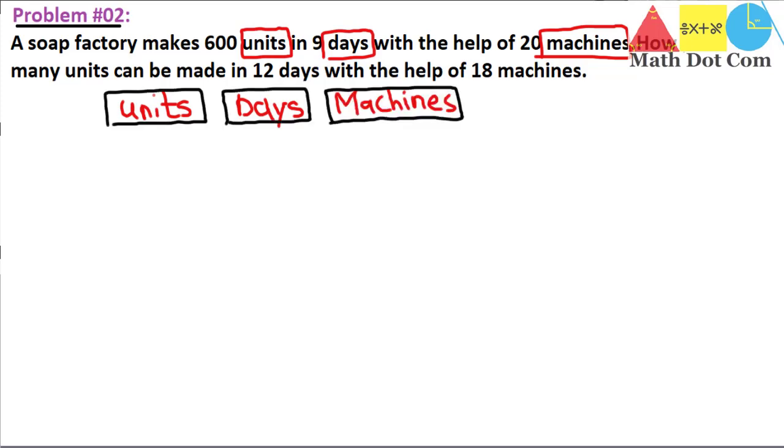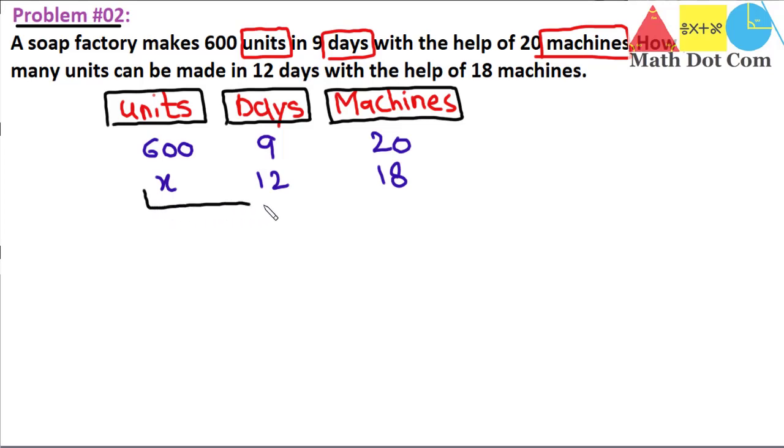Now let's see what is given. What is given in the question? 600 units, 9 days with the help of 20 machines. Then how many units? So the x is units that can be made in 12 days with the help of 18 machines. So this is what is given. These quantities are given. Now let's see what is the relationship between the known and unknown quantities.